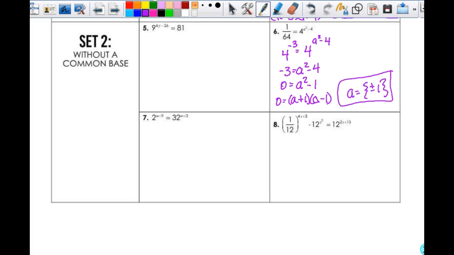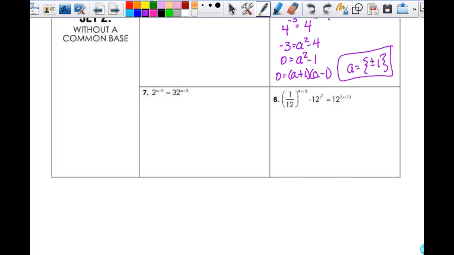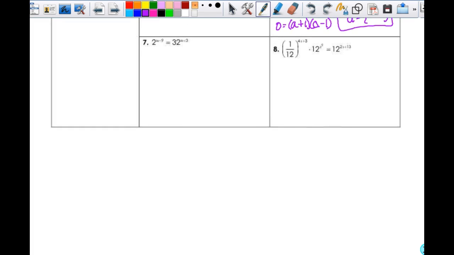All right. So number 8, I don't have a common base, but at least they all have 12 involved in them, right? So to get this out of the denominator, I'm going to have what kind of exponent? Negative. So this is going to be 12 to the negative, and in parentheses, 4x plus 3, times 12 to the x squared power equals 12 to the 2x plus 13 power.